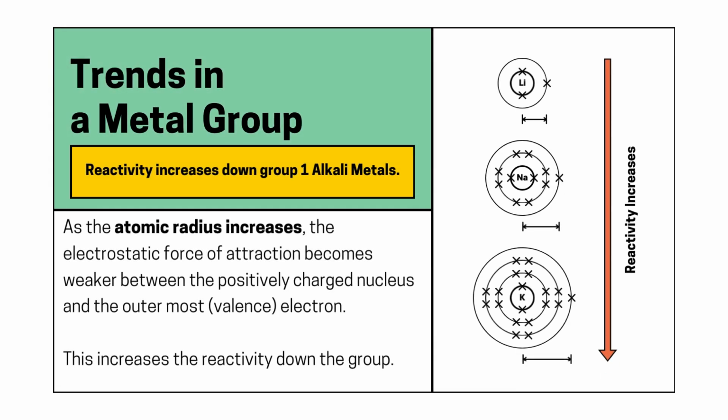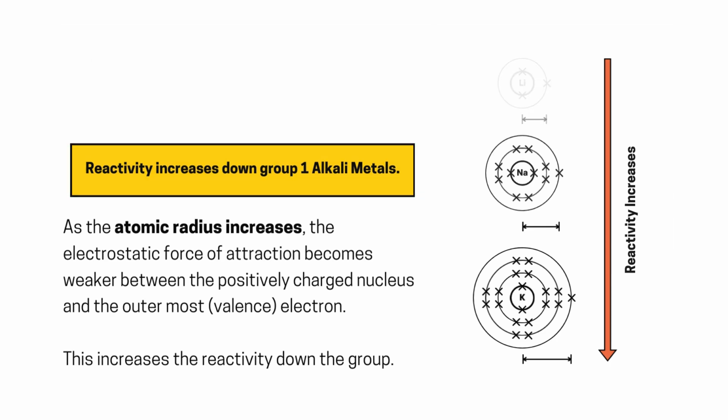Trends in the metal group: as the atomic radius increases, the electrostatic force of attraction becomes weaker between the positively charged nucleus and the outermost electron, the valence electron. This increases the reactivity down the group. So the reactivity increases.